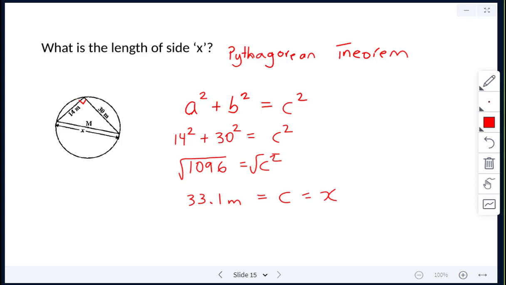So here we use the Pythagorean theorem to solve for side x. So 14 squared plus 30 squared, that gave me 1096, which was equal to c squared. Take the square root of that. We get 33.1 meters for c, which is equal to side x.